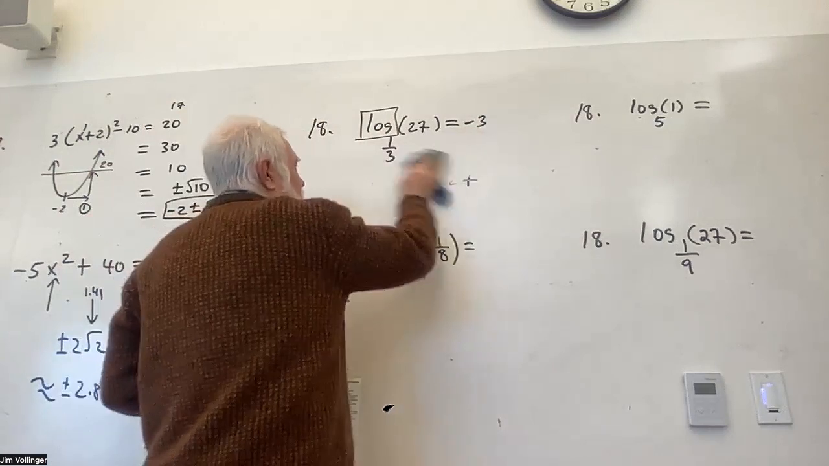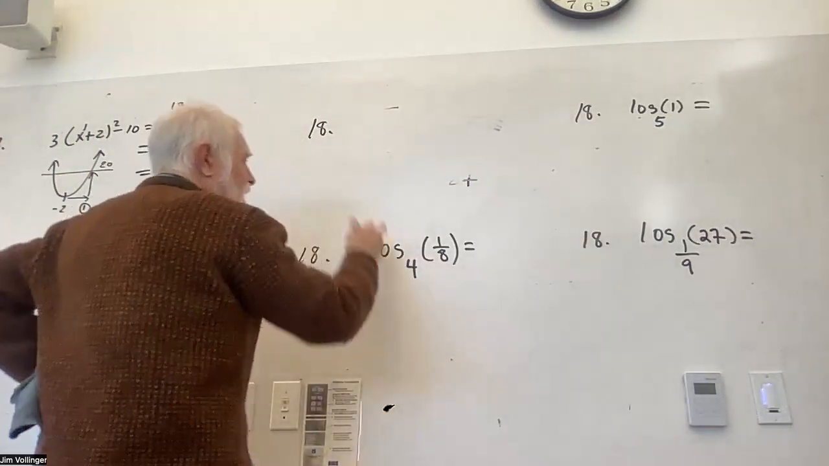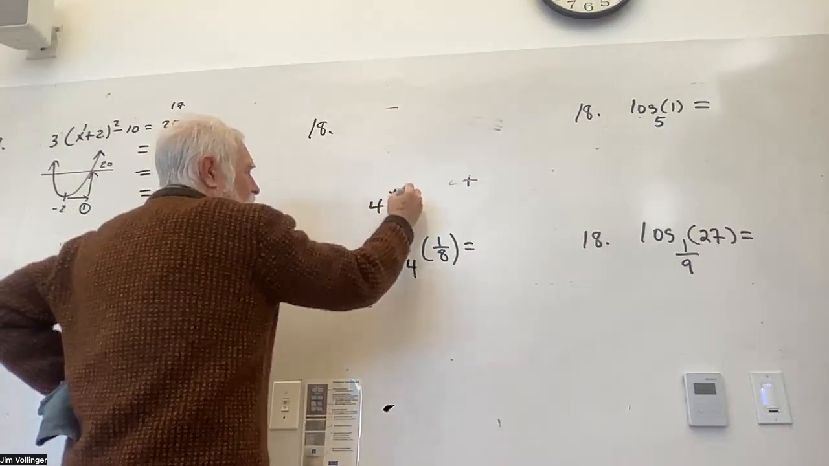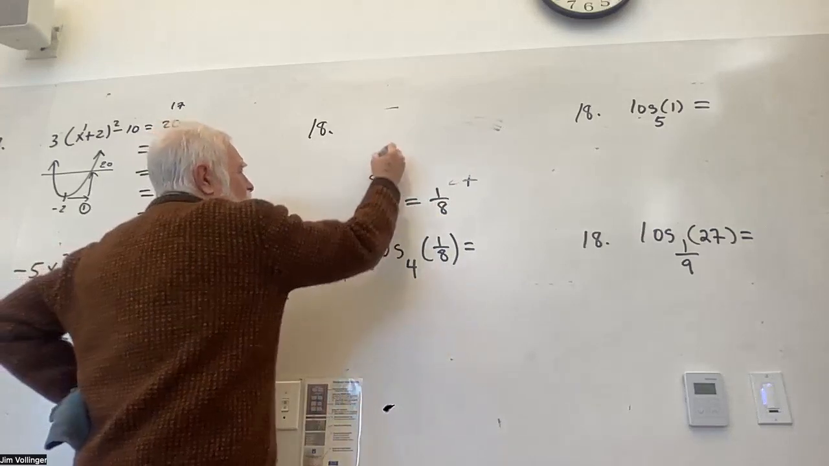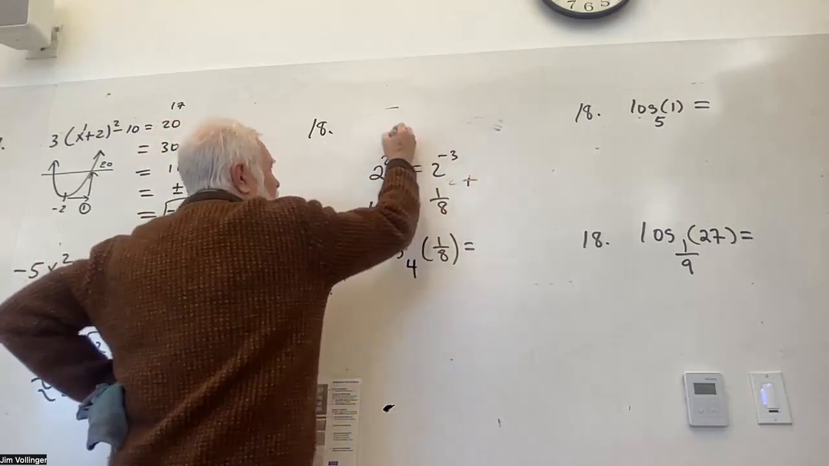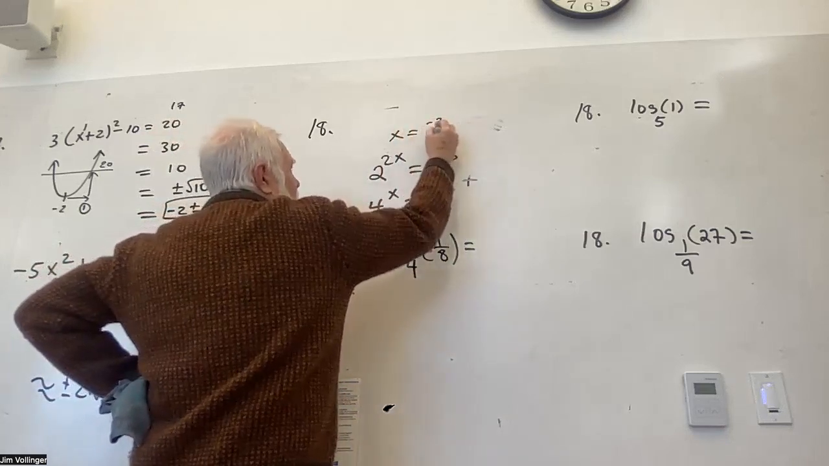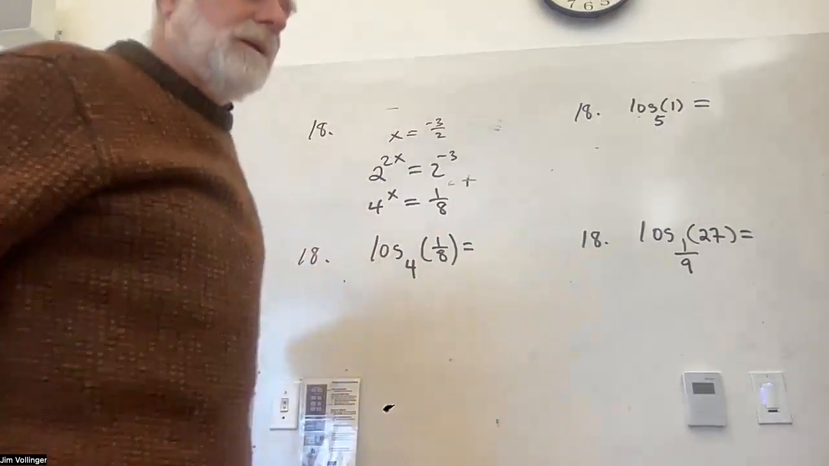All right, now I got some space here. The final frontier. So you need to make the statement 4 to the what equals 1/8. Well, 4 is 2 squared, so that's 2 to the 2x. 1/8 is 2 to the negative 3. There's our minus 3/2 again. I seem to have the same problems over and over and over again.